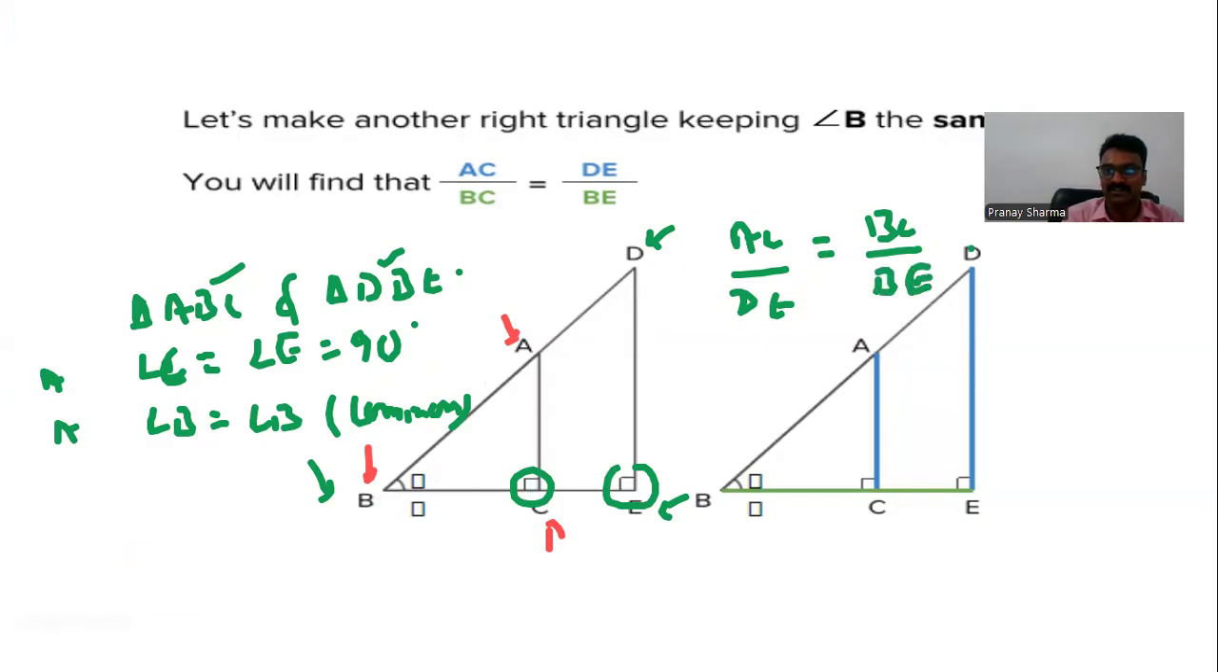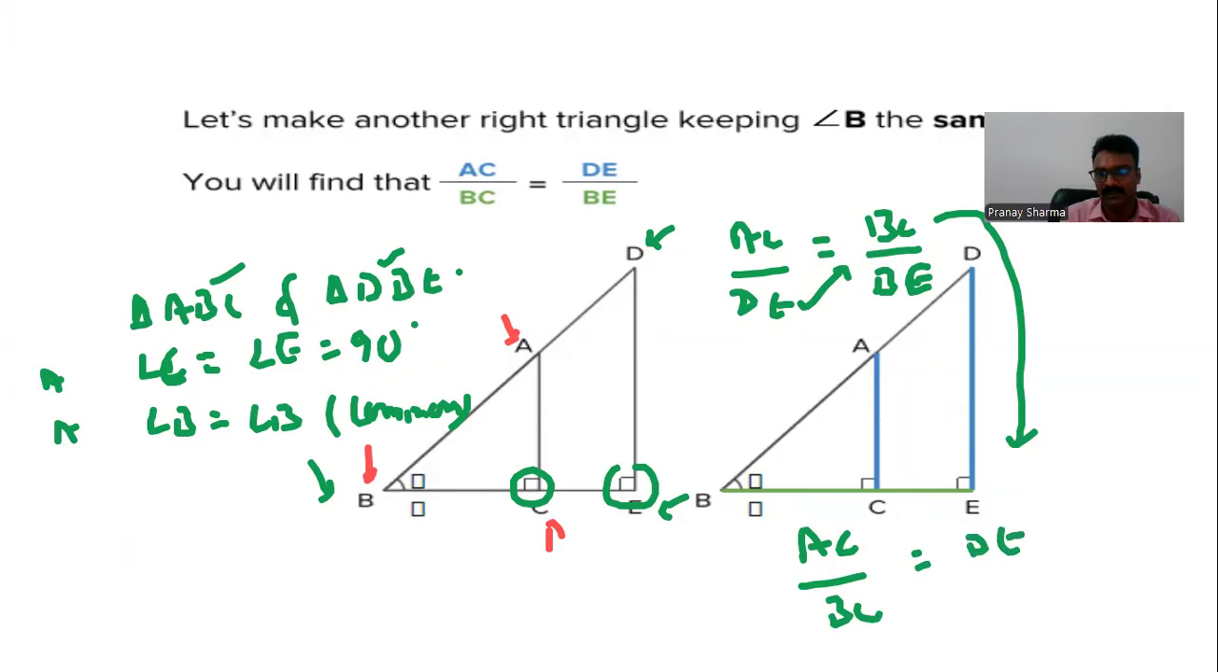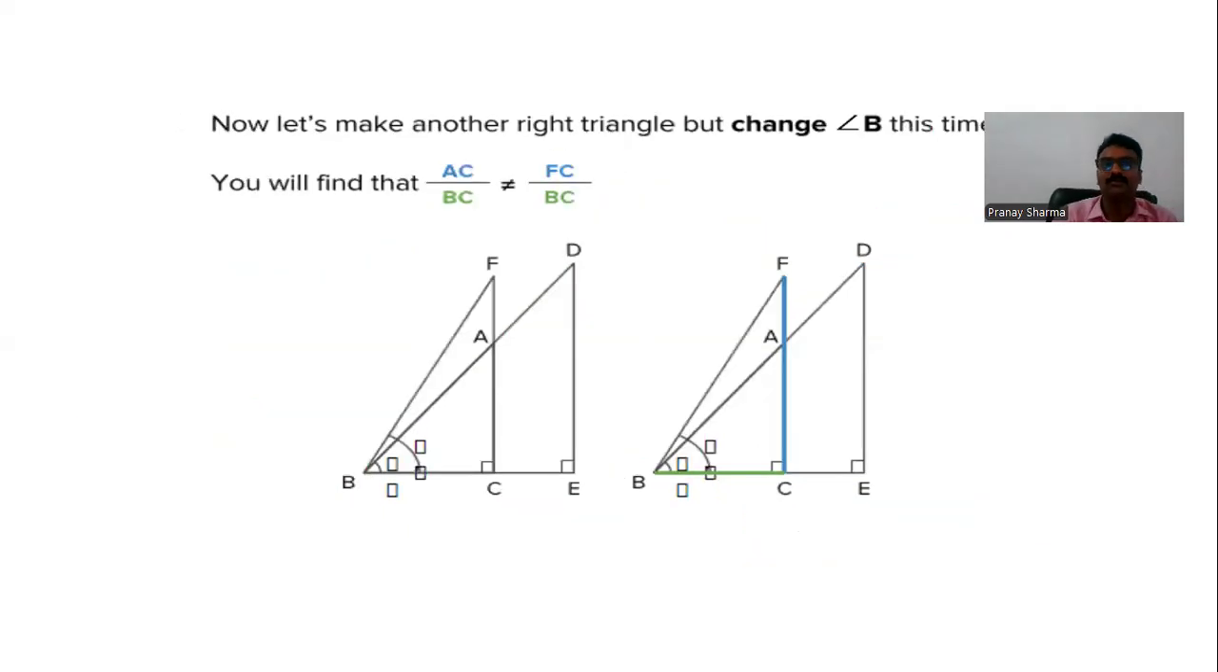So if you interchange them, that means if you keep AC here and shift this DE to the other side, BC will come down. So it will be AC over BC equals DE over BE. All right. That is nothing but this. I hope this is clear. So we'll move to the next slide.